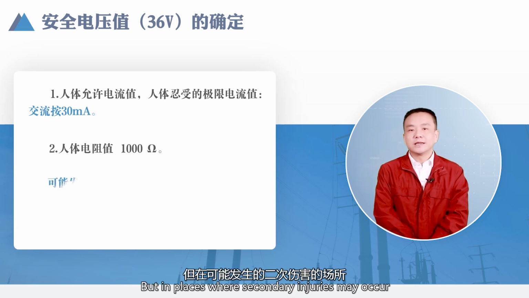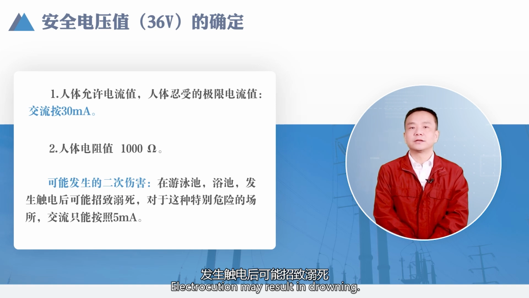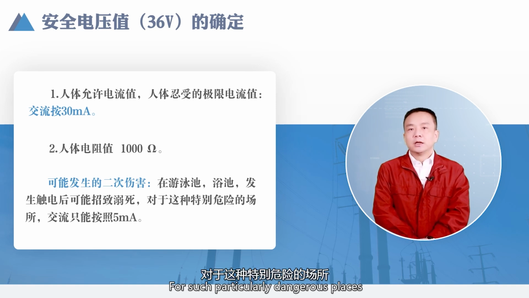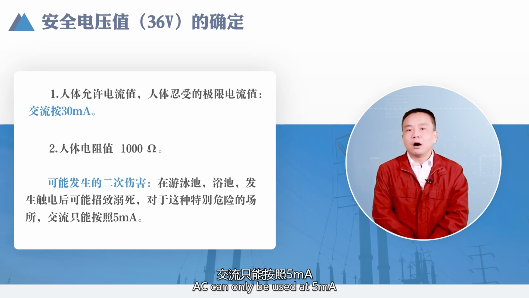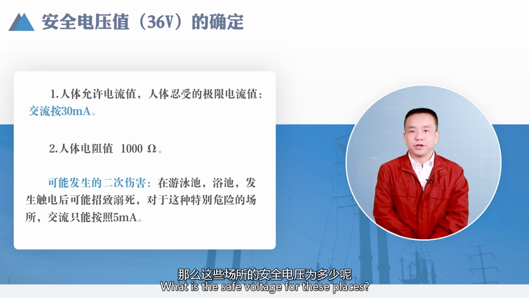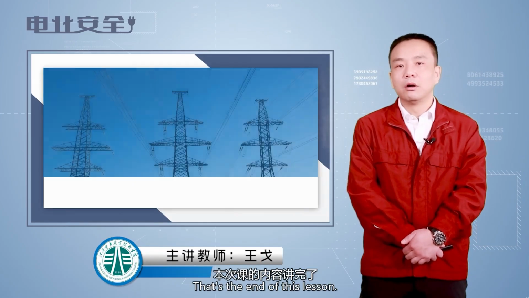But in places where secondary injuries may occur, such as swimming pools and bathing pools, where electrocution may result in drowning, for such particularly dangerous places, AC can only be used at 5 milliamperes. What is the safe voltage for these places? It's about 5 volts. Okay, that's the end of this lesson.